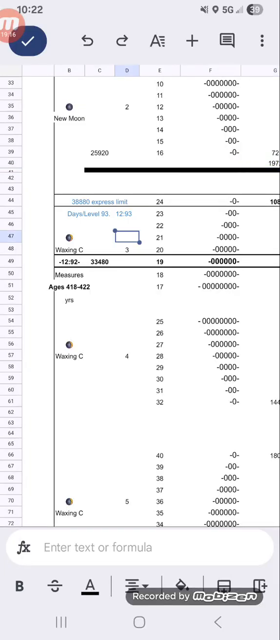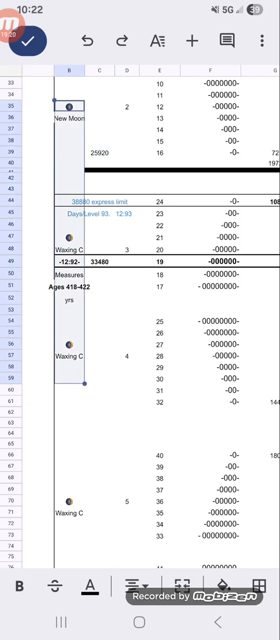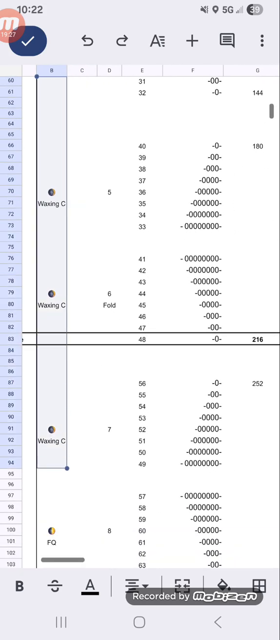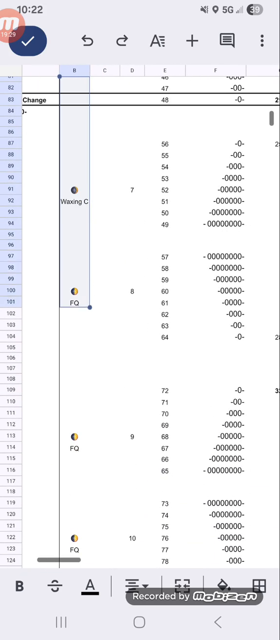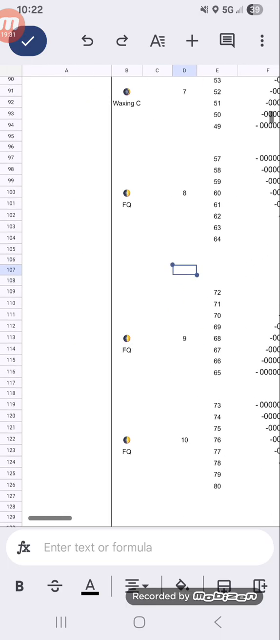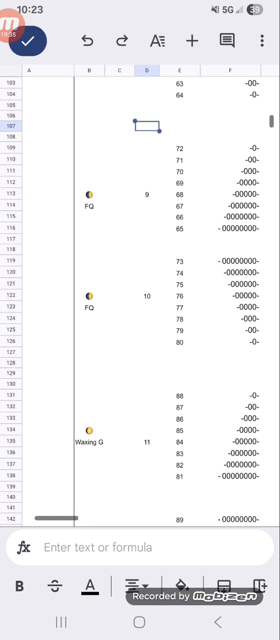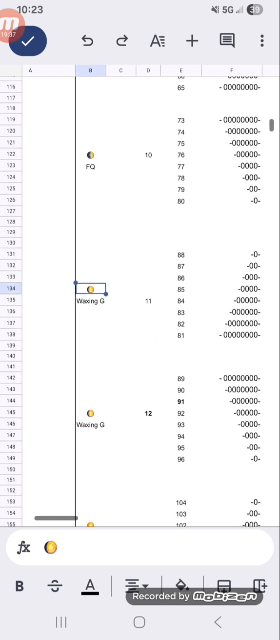For number 3, I'm back on to explain the moon phases here. So waxing crescent, first quarter here. Reformation, let's see. Waxing gibbous.